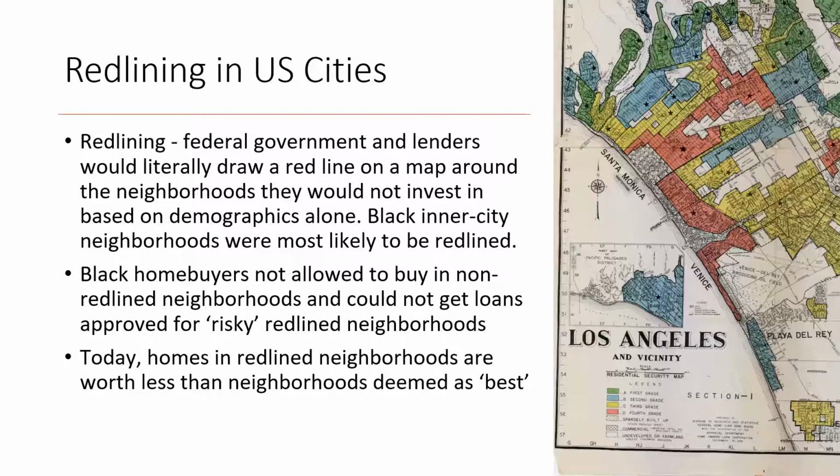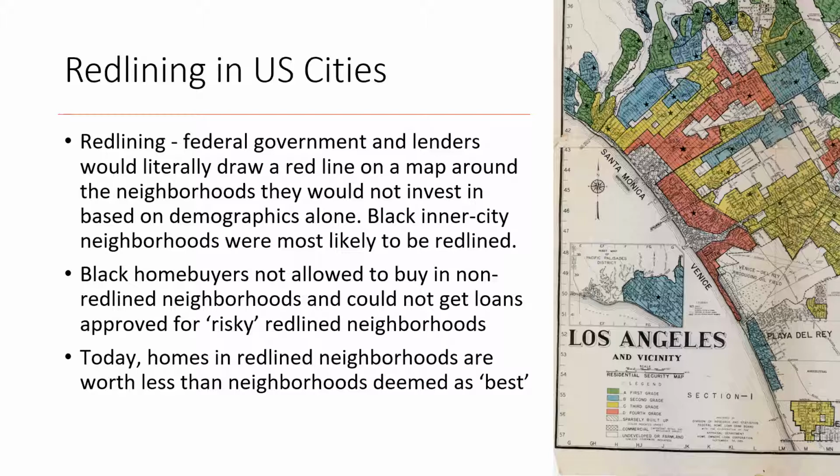And then another element to this story is this history of redlining in US cities. So redlining is this practice where the federal government and lending agencies would literally just draw a red line on the map around neighborhoods that they wouldn't invest in. And this was based just on demographics of those neighborhoods. So it wasn't based on anything else, just demographics. So Black inner city neighborhoods were more likely to be redlined.